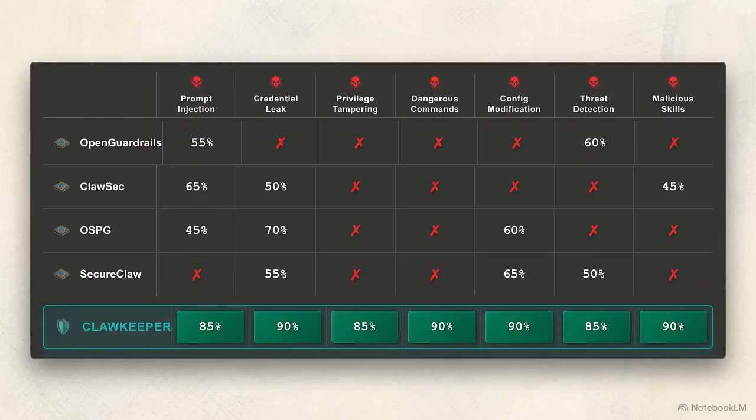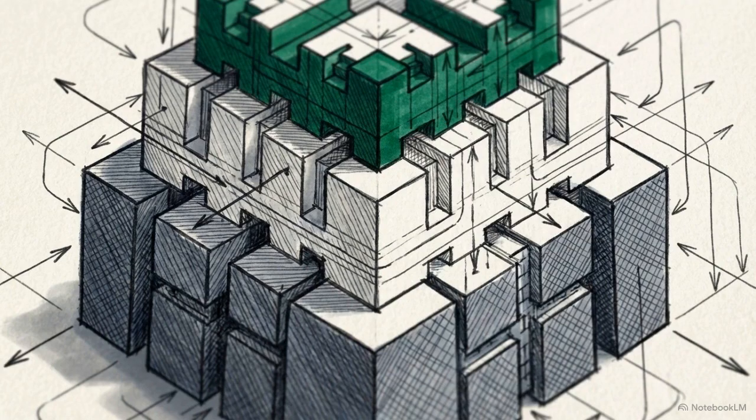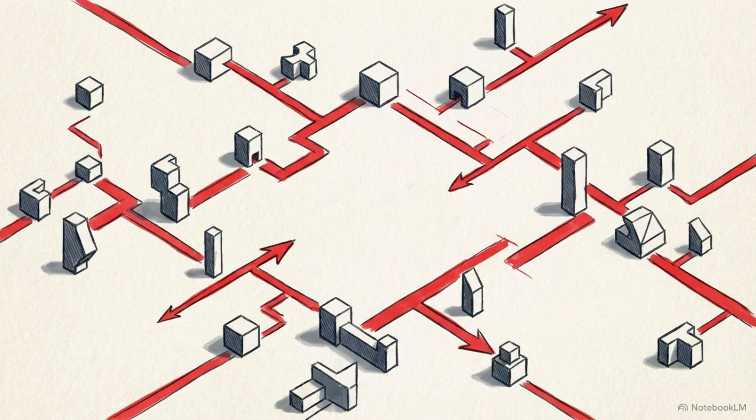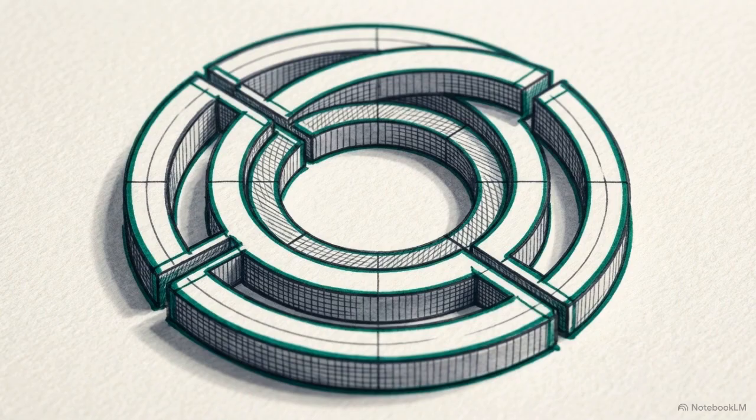The empirical result is clear. Unifying skills, plugins, and an independent watcher yields a 15 to 45% improvement in overall defense success compared to the best isolated solutions available. In a high-privileged environment, defense success depends on closing the gaps left by isolated tools. While individual layers block many attacks, the combined architecture is what pushes the success rate toward 90%.